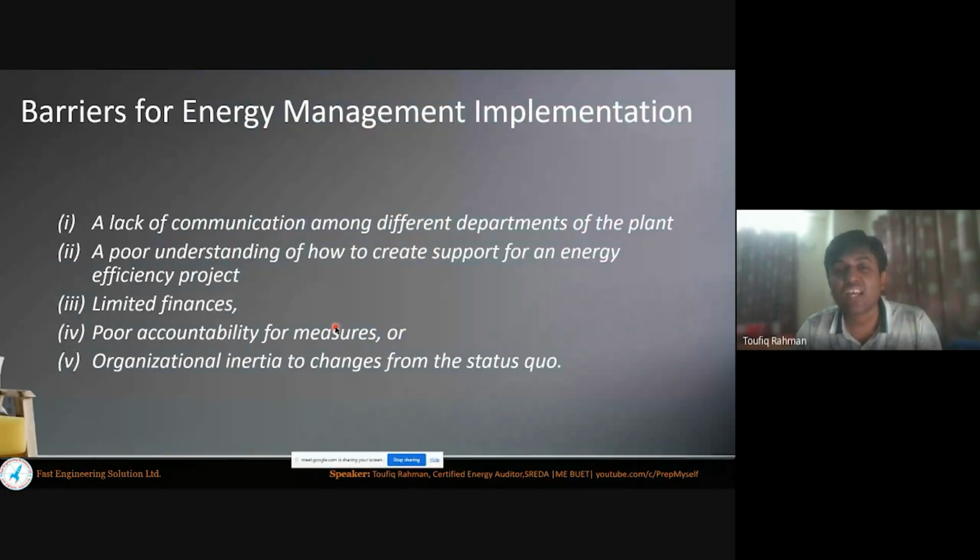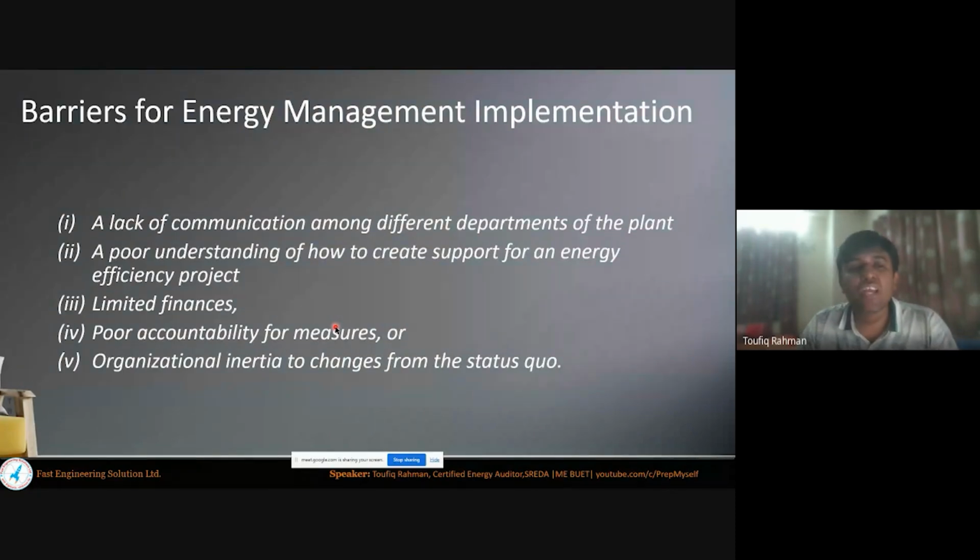is very important. After the communication is in place, then go around with workshops or seminars with them to understand the energy efficiency project. If they understand properly, they will work for the energy efficiency project.